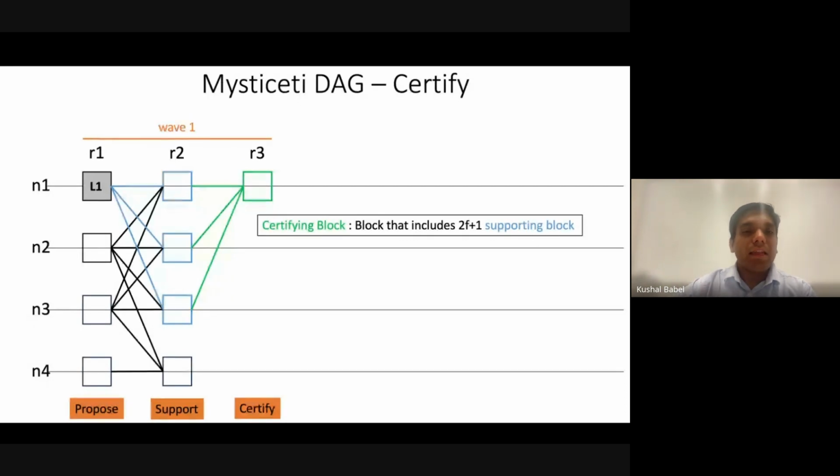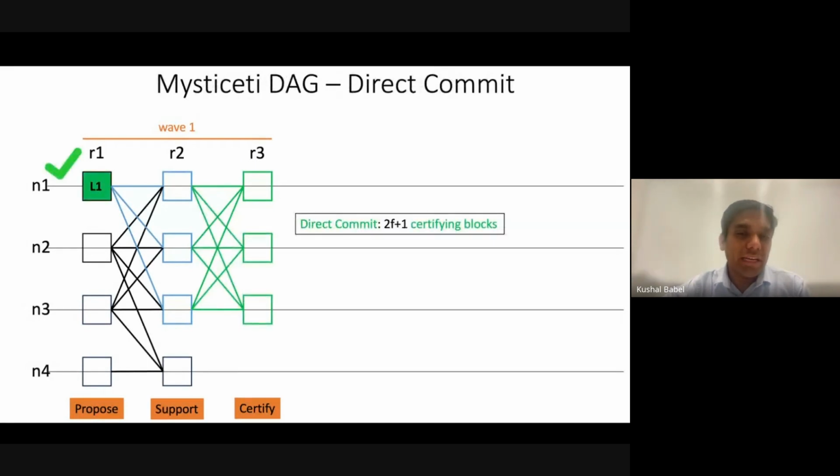So the rule that we have for committing blocks is basically if you have enough certifying blocks. If you have 2f+1 certifying blocks, in this case 3 certifying blocks. The 3 green blocks, all of them are actually certifying blocks because all of them are including enough supporting blocks in their references. The first block here is including these 3 blocks as supporting blocks for L1. The second green block is also including 3 supporting blocks for L1, and so on. So all these 3 are certifying blocks. And so if you observe 2f+1 certifying blocks, then you can directly commit L1.